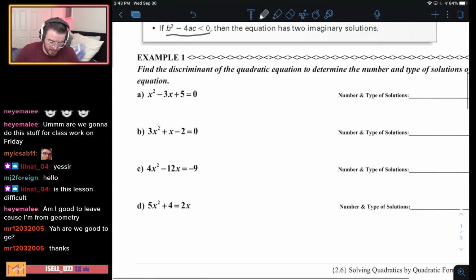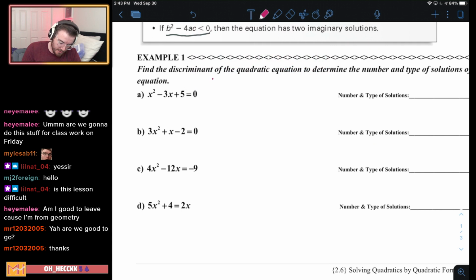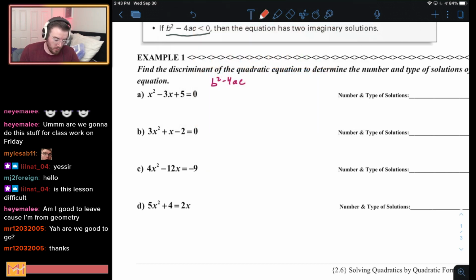So the first few questions just simply ask us to find the discriminant. So let's do that. The discriminant is b squared minus 4ac. When we look at this expression, we need to know what a, b, and c are. So let's see. a is 1, b is negative 3, and c is 5. I think we probably know that at this point. Let's plug it in and see what we get. Negative 3 squared minus 4 times a times c. So I get 9 minus 20, which is negative 11.